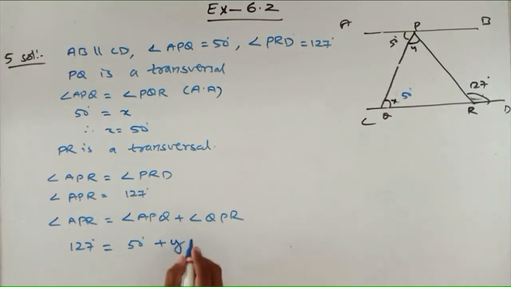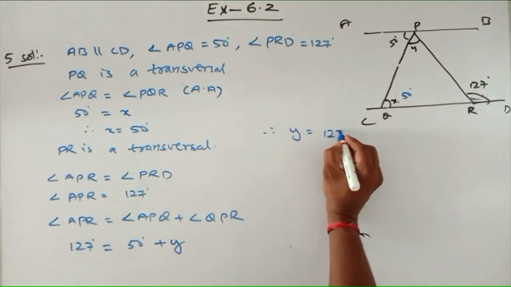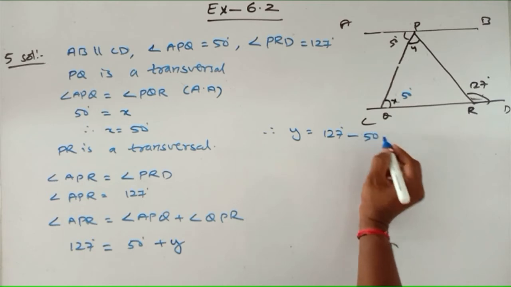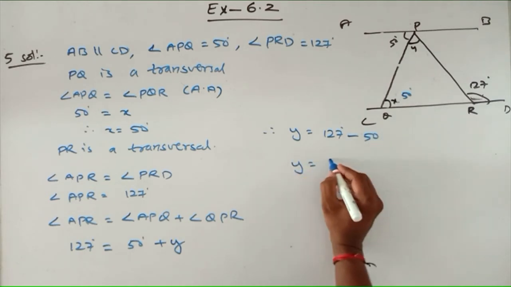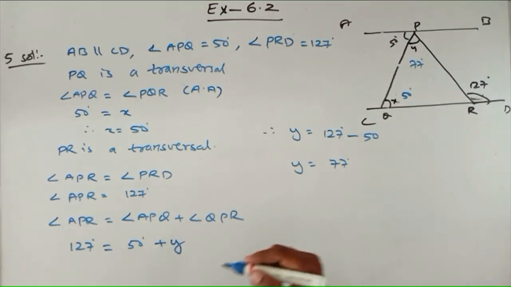APR value is 127 degrees, which is equal to APQ value, 50 degrees, plus QPR, which is Y. So therefore Y is equal to 127 degrees minus 50 degrees. 127 minus 50 is 77 degrees. So Y value is 77 degrees.